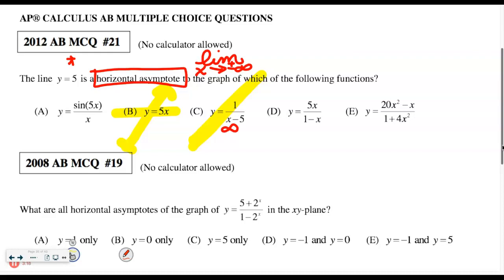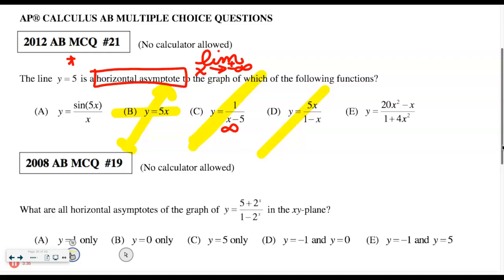One of them has a horizontal asymptote at y equals negative 5. So close. That's D, right? So that's not it.